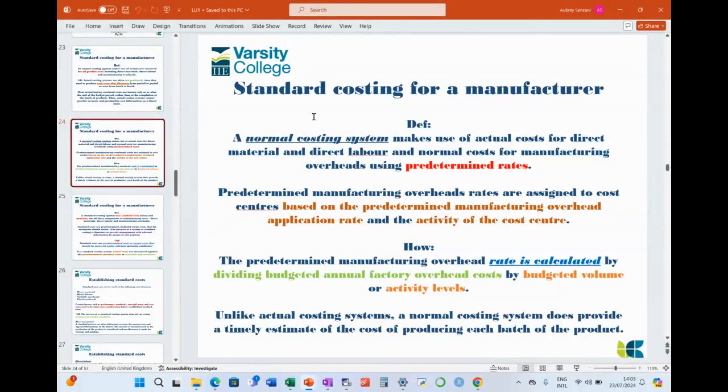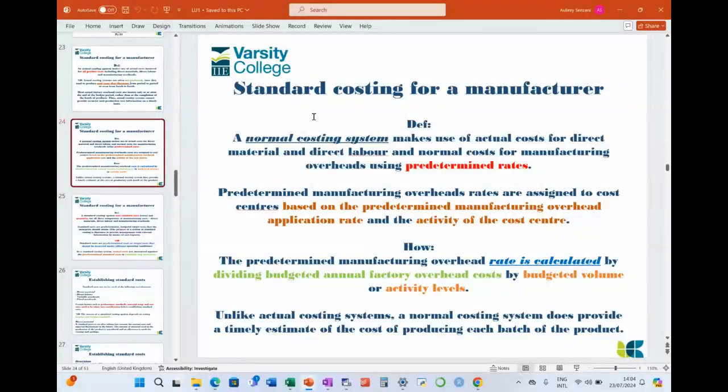Funny enough, this is actually not new to you guys. We were doing this in 2A when we would look at the application rate. That's the predetermined rate that they're talking about here. So here it goes on to say predetermined manufacturing overhead rates are assigned to costing centers based on the predetermined manufacturing overhead application rate. Sounding familiar? And the activity of the cost center.